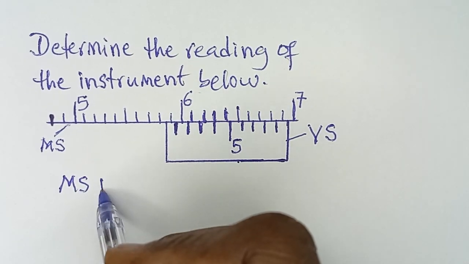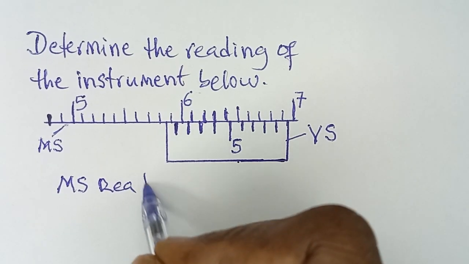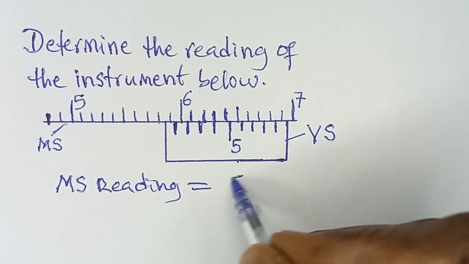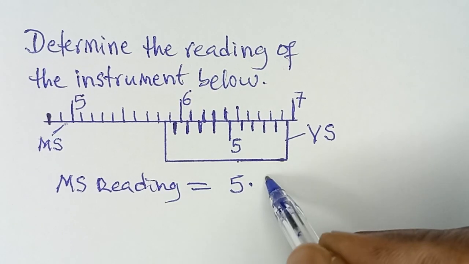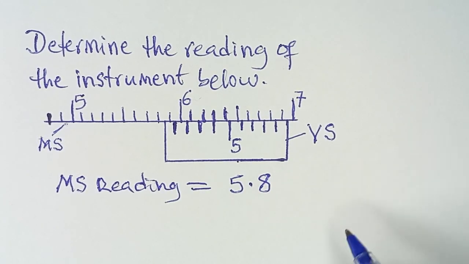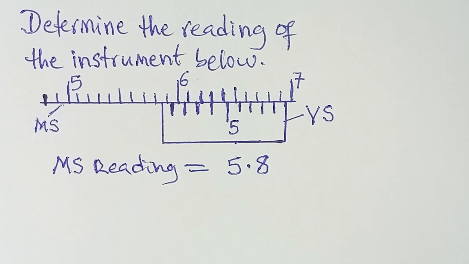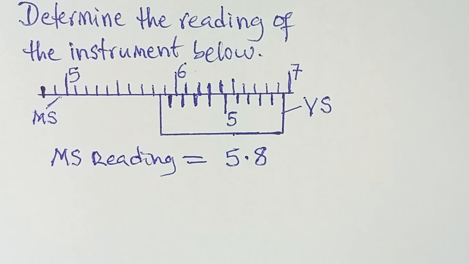The main scale reading is 5.8 that we just obtained now. So that is 5.8. So that is the reading of the main scale. Now let's move on to the reading of the vernier scale.